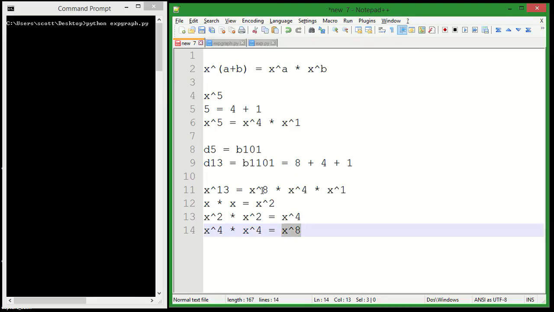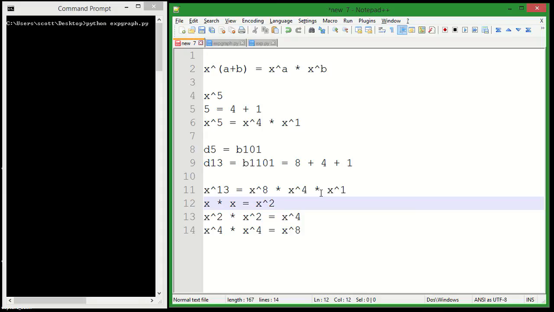We just multiply x to the 8th times x to the 4th, and then times x, and we get x to the 13th. Notice in this case we didn't need to multiply x squared in because there's a 0 right there in the binary representation of 13.